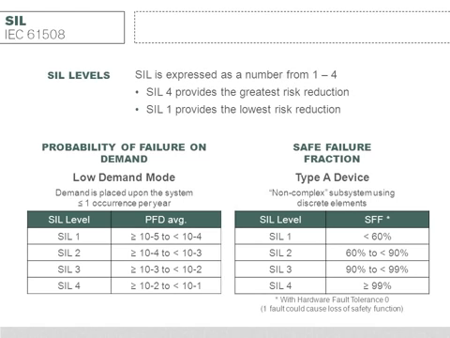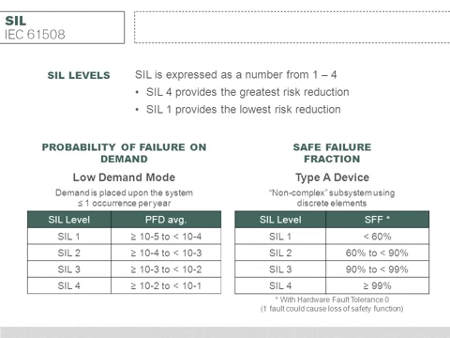All that's really essential for you to know is that SIL values are expressed as a number from 1 to 4, with SIL 4 providing the greatest risk reduction and SIL 1 providing the lowest risk reduction. As I said, there's many complex factors that figure into this determination, but I do want to at least mention a few of the key players.